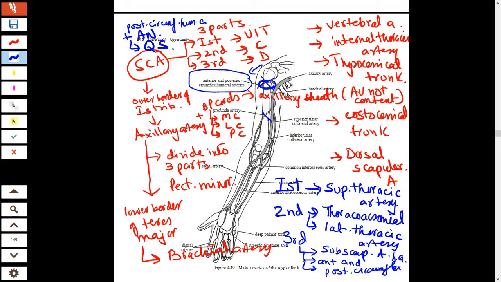If there is a fracture of the shaft of the humerus bone, see here, the radial nerve will be damaged, and along with the radial nerve, which artery? The deep brachial artery can be damaged. Okay, so these are your MCQs which you must remember. Clear to all of you? So we can draw this diagram ourselves also. See here.